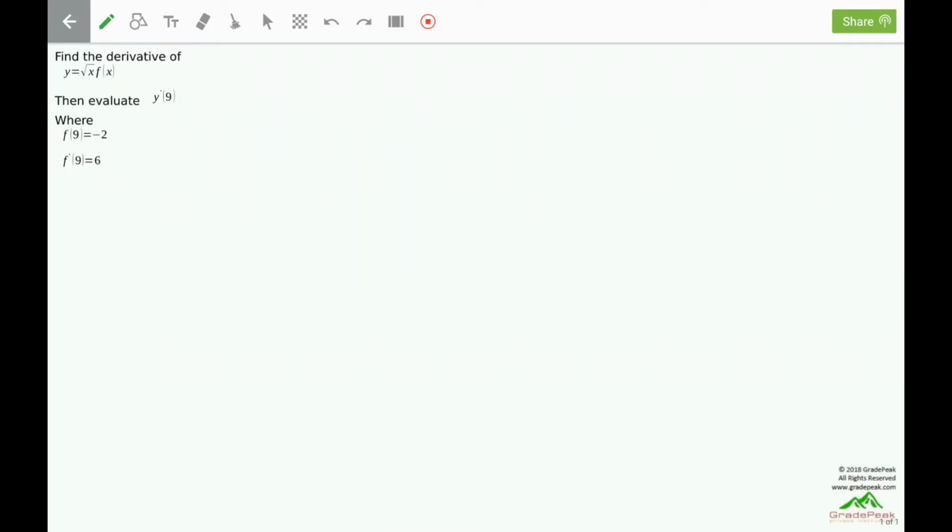Find the derivative of y equals the square root of x times f of x, then evaluate y prime of 9, where f of 9 is negative 2, and f prime of 9 is 6. Y here is the product of two functions, one which is known, the square root of x, and one which is unknown, f of x.